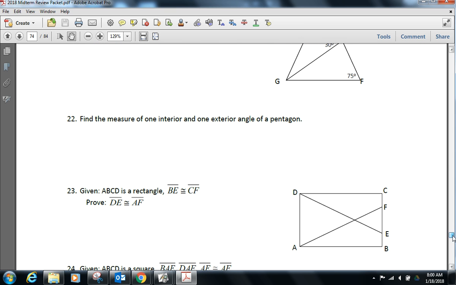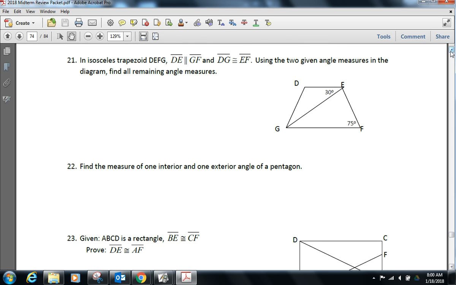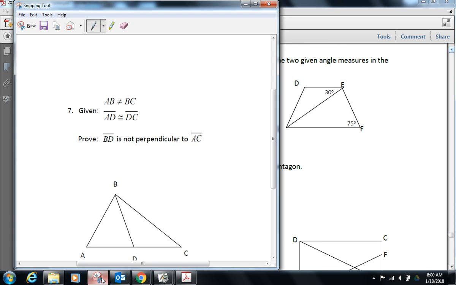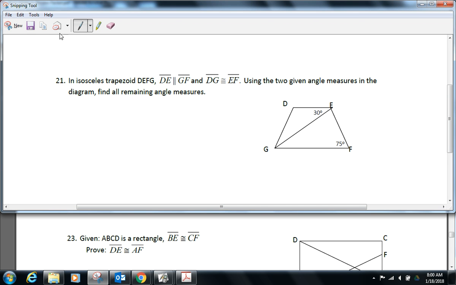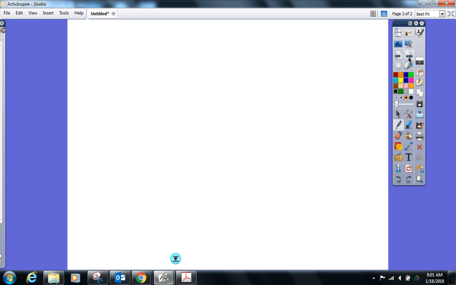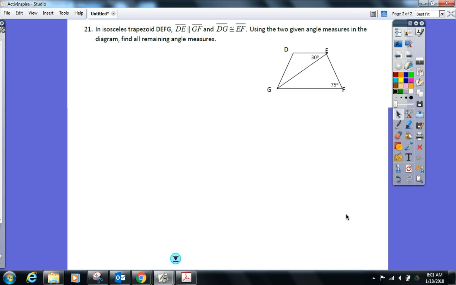You got to remind me of the number again. A little isosceles trapezoid. What was this, guys? Page 74?